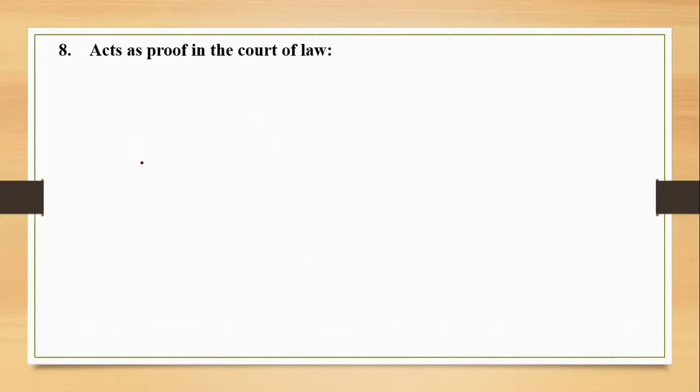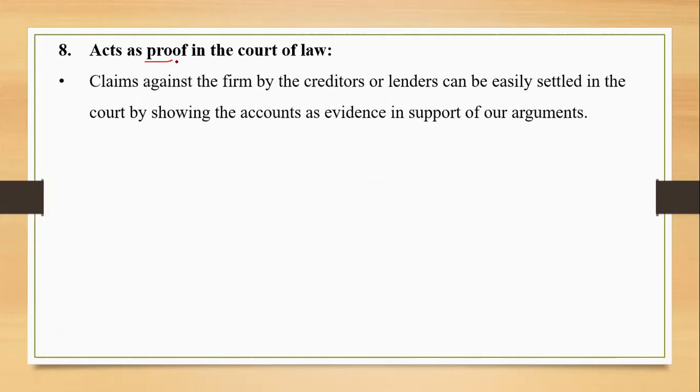The books are reliable, and that is why I told you, books. This is one of the reasons why I told you something about the chronological order, the date-wise. The transactions are recorded date-wise because the books of accounts can be presented as a proof in the court of law. Because we have proper books with us, the books of accounts and the firm become reliable. Claims against the firm by the creditors or the lenders can easily be settled in the court by showing the accounts as evidence in support of our arguments.